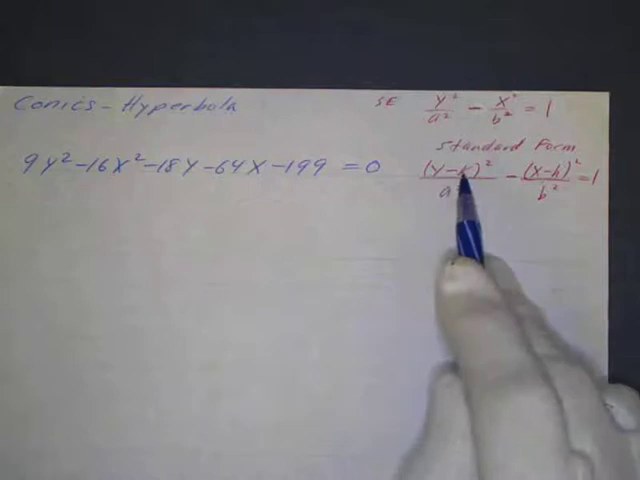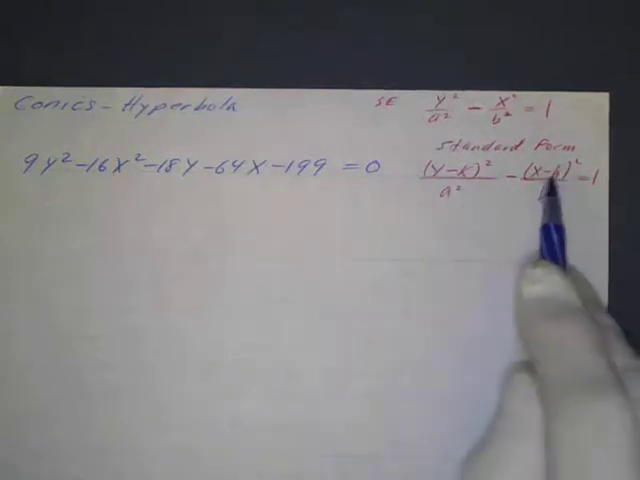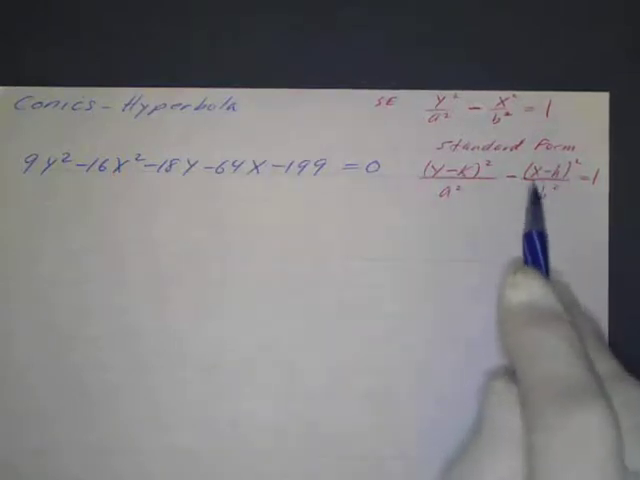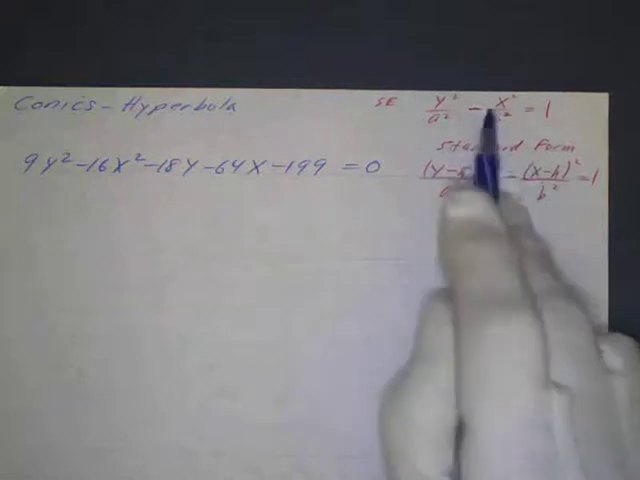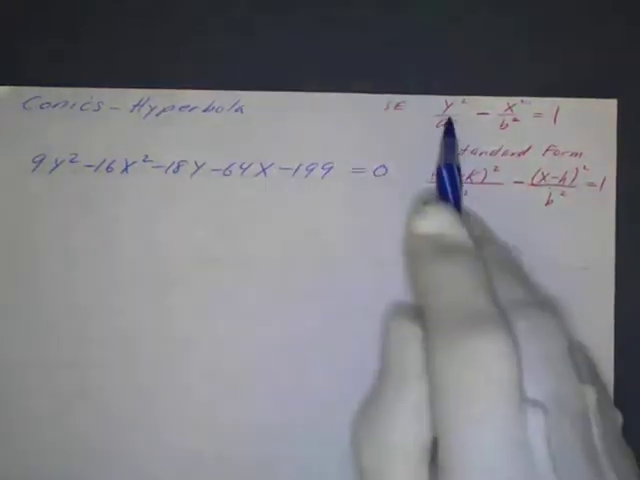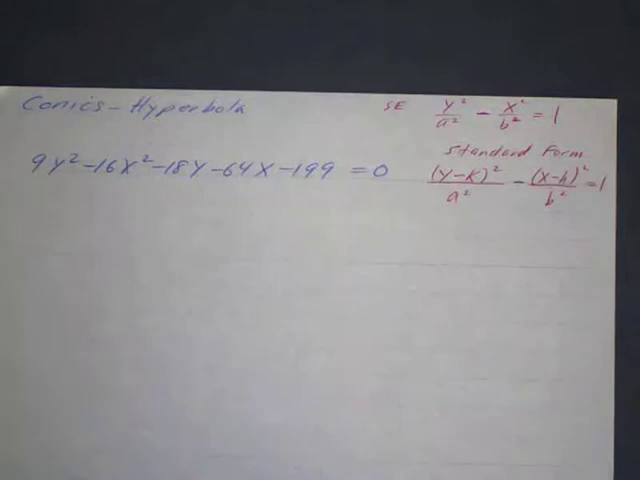That's the y coordinate of the center, and this is the x coordinate of the center. It's just that we flip these around because this is going to be the imaginary axis. The x-axis will be imaginary. The y-axis will be the real axis. So our vertices will be on the y-axis, or the vertical axis, I should say.